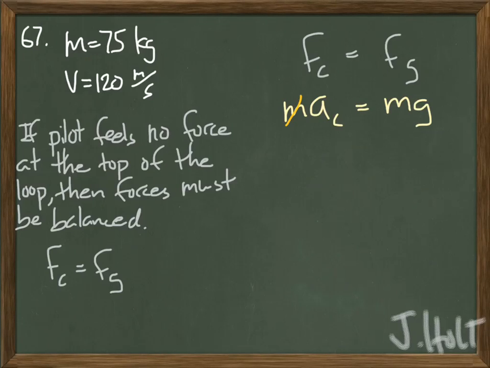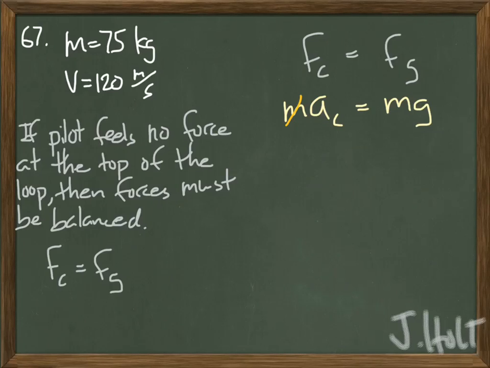So really what we're saying is that the centripetal force is equal to the force of gravity at that instant, at the top of his loop. The force pulling him down is equal to the force pushing him into his seat. That's why he doesn't feel anything. So if centripetal force is equal to force of gravity, we can set those two equations equal to one another. We know that the centripetal force is equal to mass times centripetal acceleration. On the right side of the equation, we know the force of gravity is equal to mass times g.